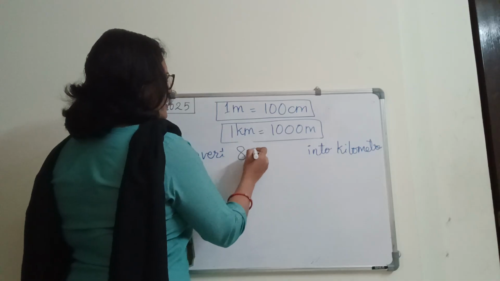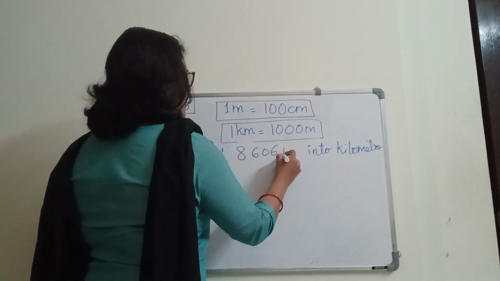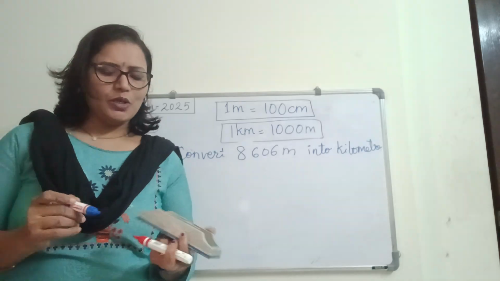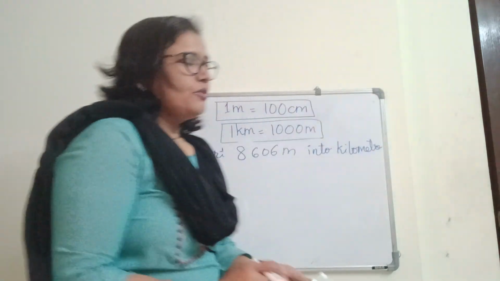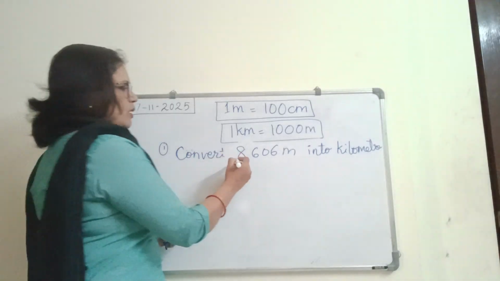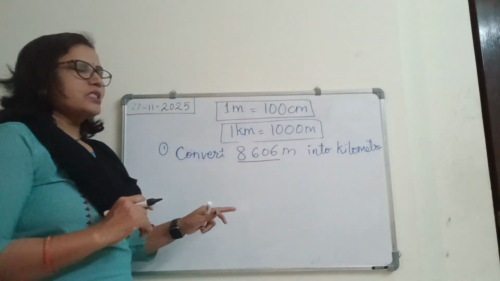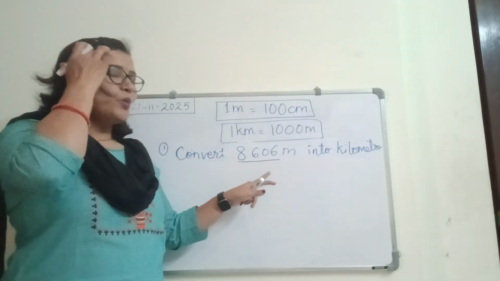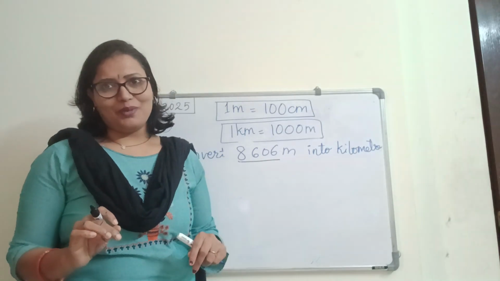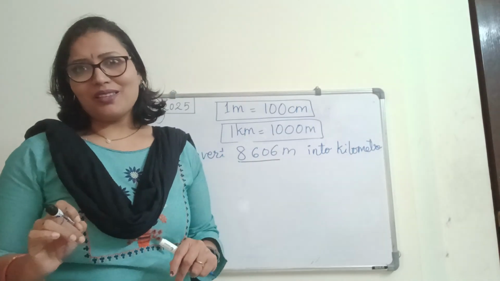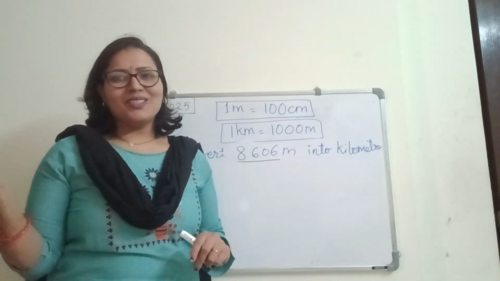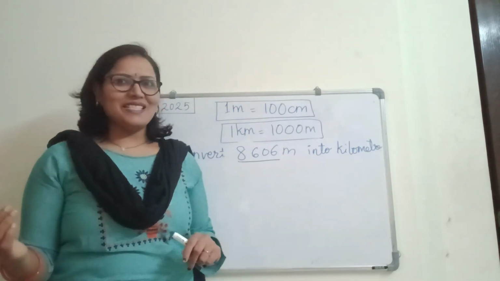Suppose 8606 meter is given, and now you have to convert it into kilometer. So how to convert this? See here, this is not a whole number because it is just 8606. So we have to expand this number. You know how to expand the number: thousands, hundreds, tens and ones. We learn this in the number system.